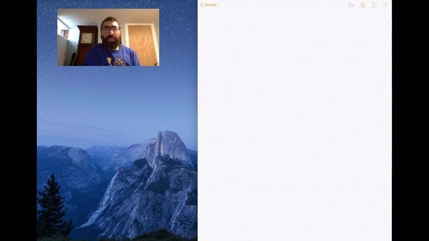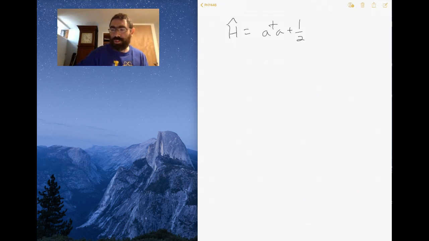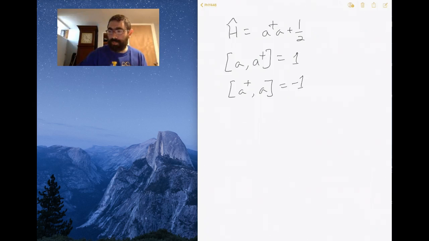Okay, so we're still working with the simple harmonic oscillator in quantum mechanics, and we move now over to the energy basis. We're working with these operators A and A dagger, which we said now give the dimensionless Hamiltonian as A dagger A plus 1/2. We showed that the commutator of A and A dagger is 1. If you reverse that, the commutator of A dagger and A is -1.